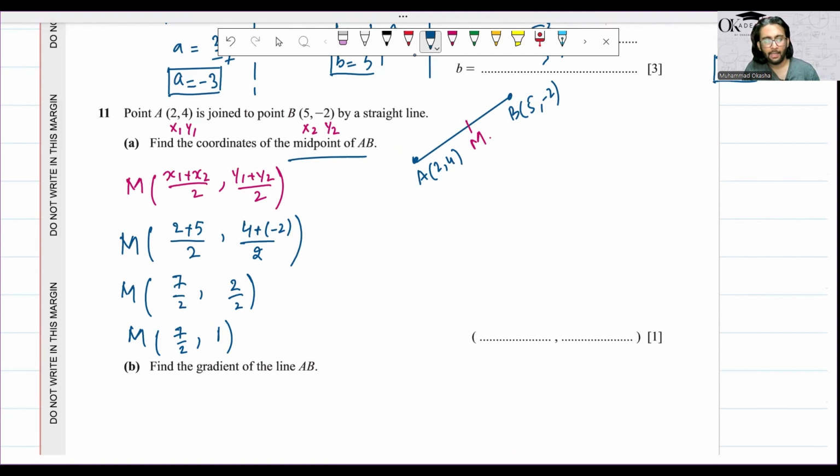So I'm already given a template. All you have to do is put the first coordinate, 7 by 2, in here. You can also write it as 3.5, that's fine. And 1, right? Easy peasy.